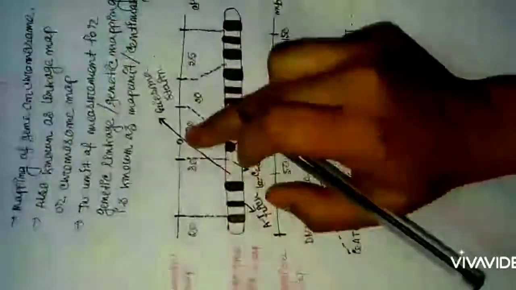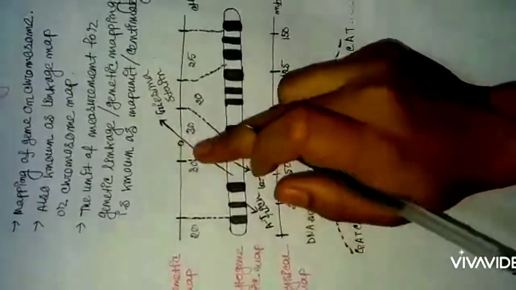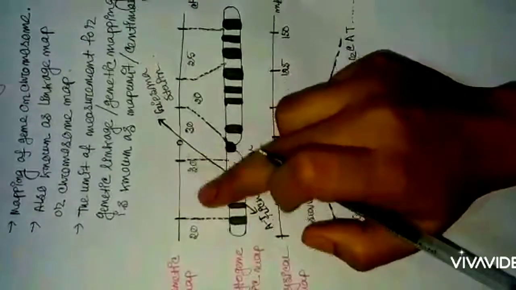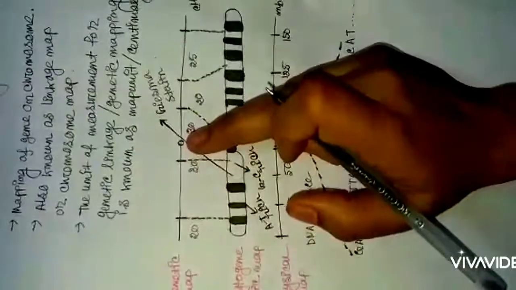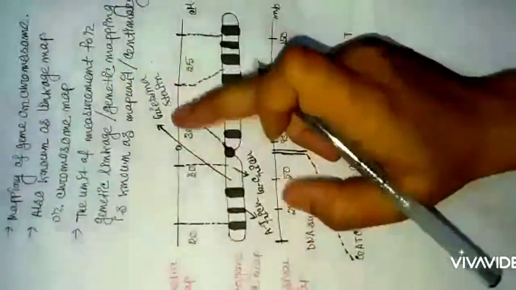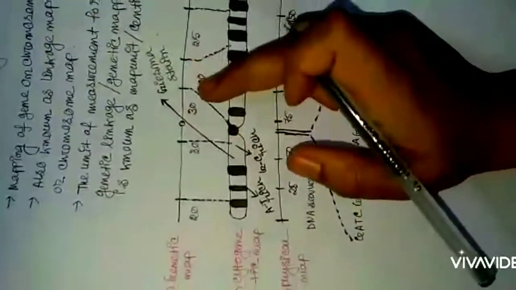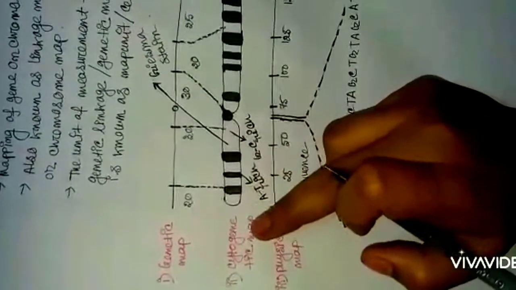So from this, what can we conclude? From this genetic map, we can determine the pattern of inheritance, okay. Because if genes are located very close to each other, then chances will be higher for them to inherit together. If genes are located very far apart from each other, then chances will be greater for the independent assortment, okay. So next one is cytogenetic map.